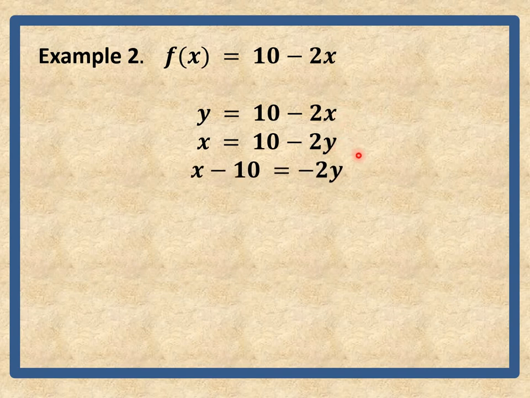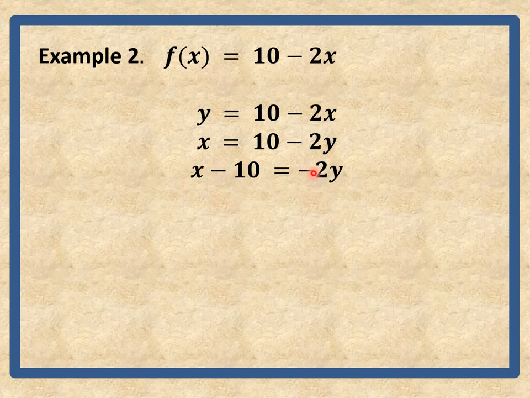Then solve for y in terms of x. How are we going to do that? 10 must be transposed to the left, then it becomes negative. What remains here is negative 2y. So we have to eliminate the negative 2 here so that y will be singled out. Therefore, we divide by negative 2, and the whole thing here must also be divided by negative 2.